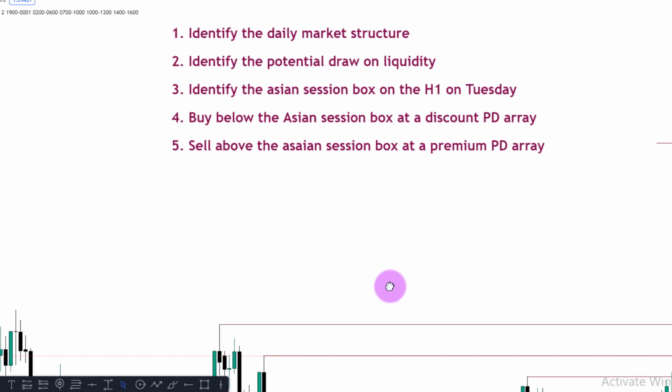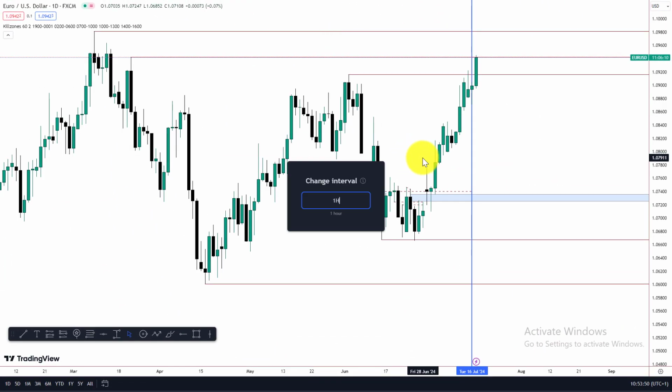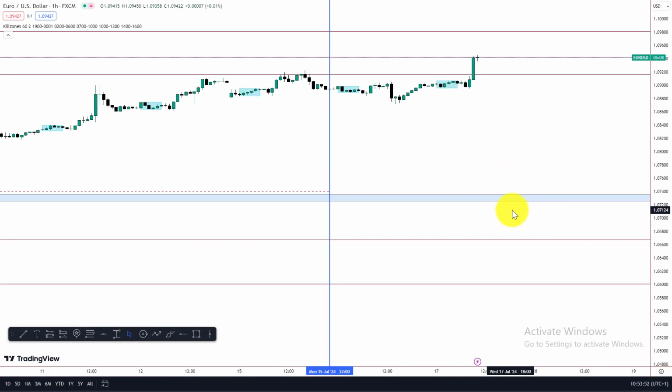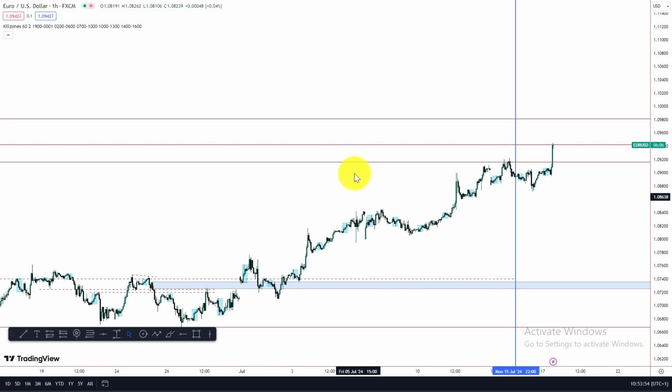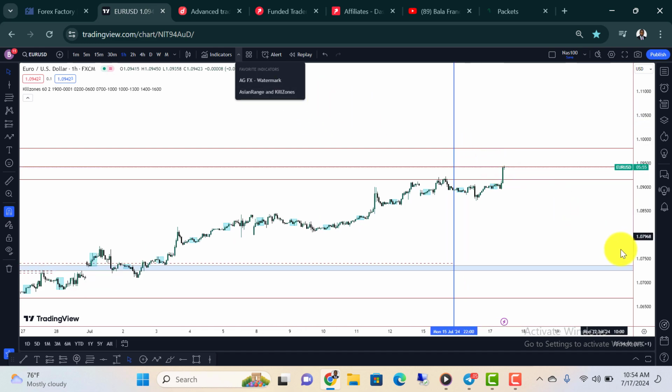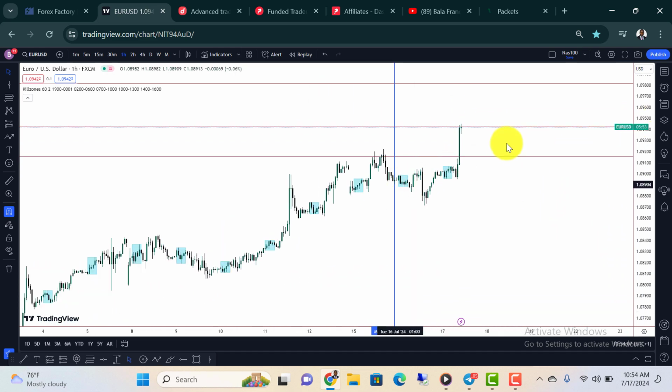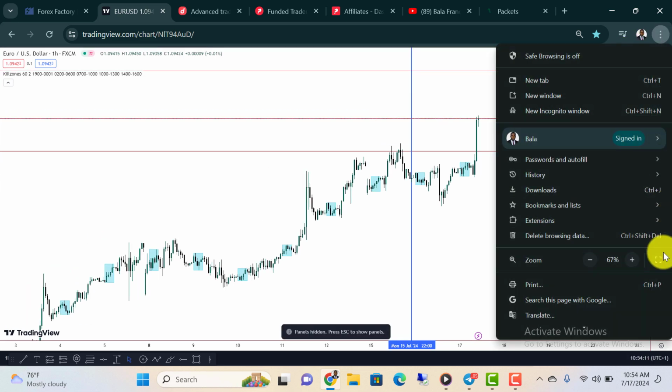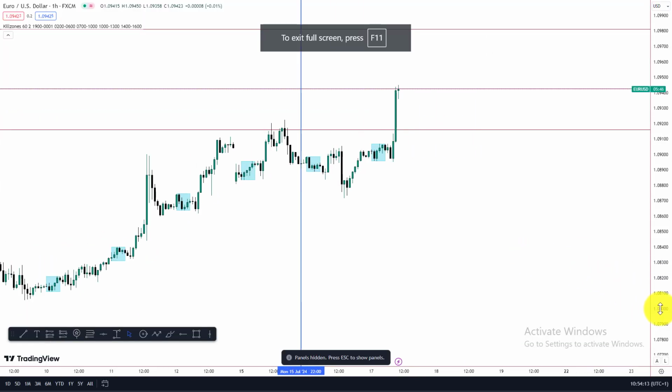Next thing we need to do is to go to the 1 hour and identify the Asian session range. Once you go to the 1 hour, all you need to do on your TradingView is go to the indicator section, then search for Asian range and kill zones. Make sure you tick the Asian section box, and it's going to appear on your chart the way it is here. You are going to see the Asian session box very visible.